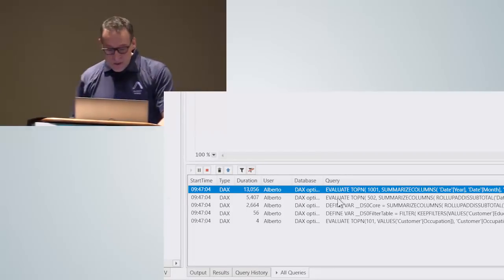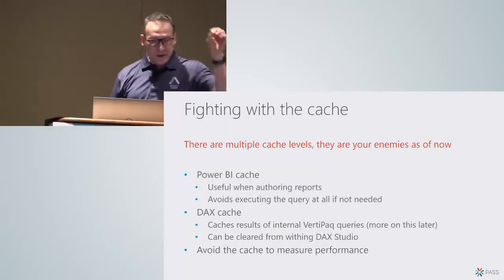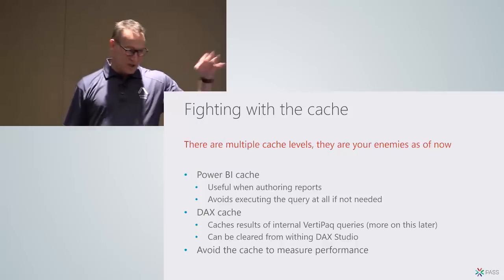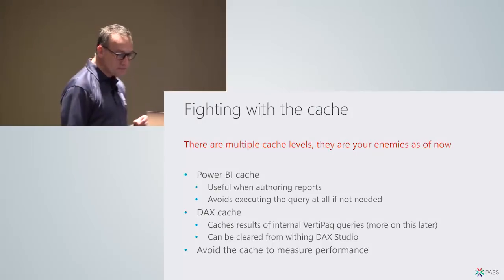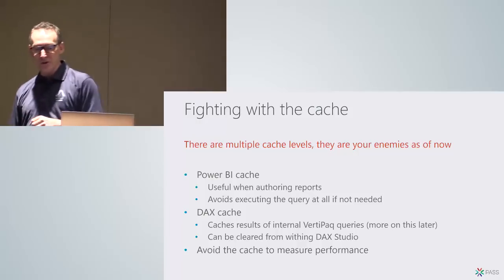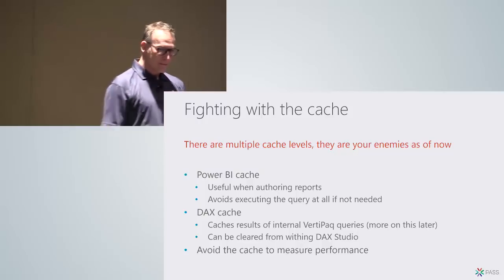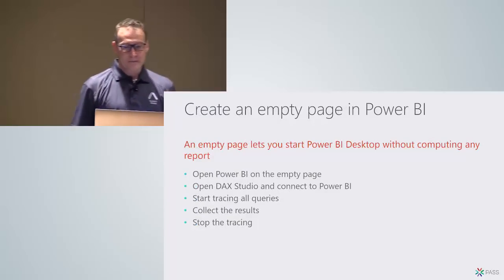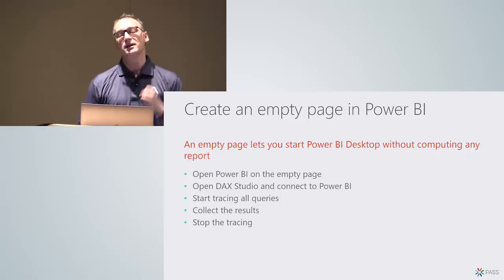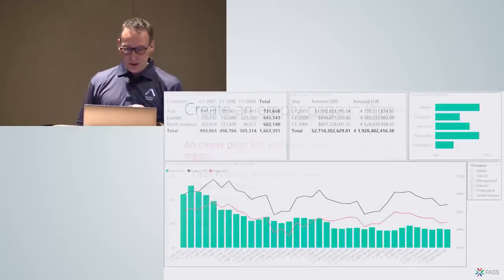So now we start to measure something. And what we discover is that, first of all, we need to fight with the cache. Right now, we are just fighting with the Power BI cache. Later, we will need to fight with the DAX cache. But when you measure performance, you want to avoid the cache at all, because if you have the cache, all the measures that you take are basically the wrong ones. And we created an empty page in Power BI that helps us avoid the time needed to connect to the server and be able to do our operation.